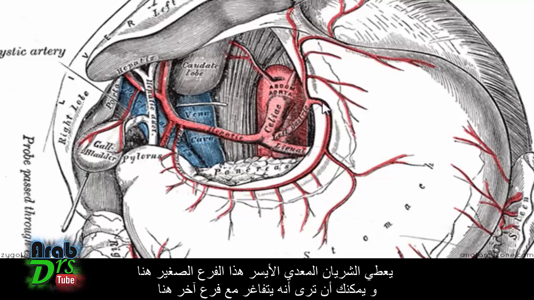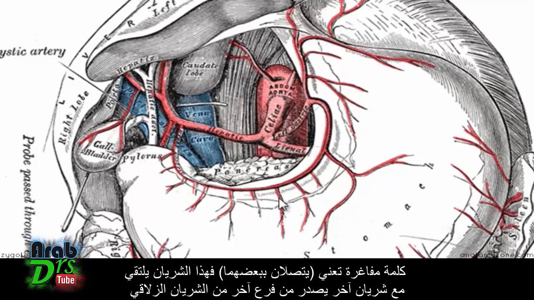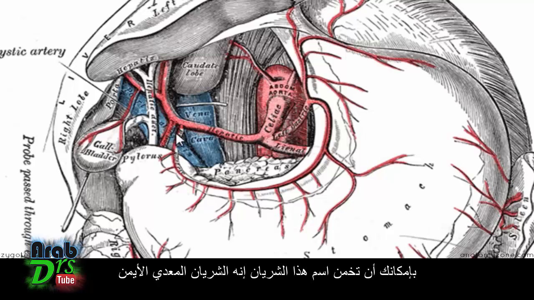So the left gastric artery gives off this little branch here, and you can see that it anastomoses with another branch here. The word anastomose just means joins together. So this artery meets another artery essentially, which comes off another part of the branch of the celiac artery. So this is, you could probably guess the name of this artery.